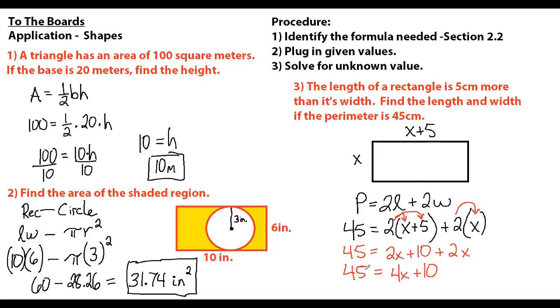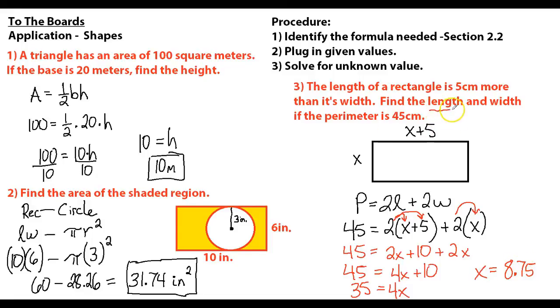We're going to go ahead and subtract the 10 over. I get 35 equals 4x. And then we need to divide by 4. So x equals, let's see, 35 divided by 4 comes out to be 8.75.